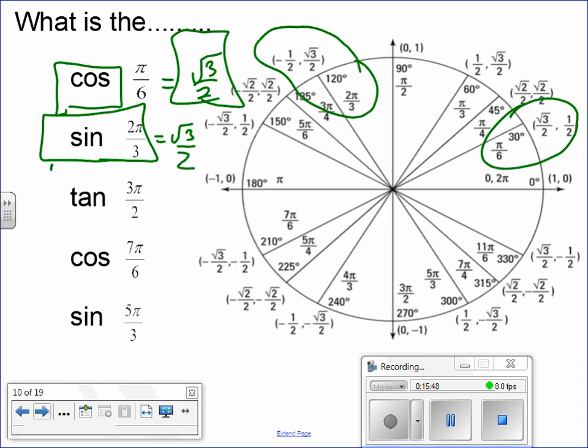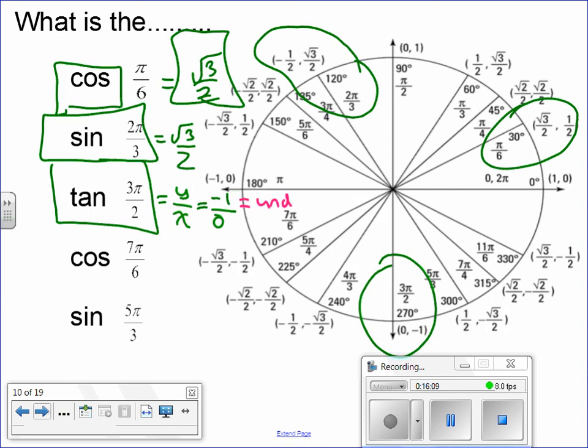Let's do tangent. It's always good to practice tangent. Where is 3 pi over 2 located? Found it. Now tangent is y over x. So what's the y value? And what's the x value? Can I do a number divided by 0? It's undefined is how you would write this solution. Undefined.